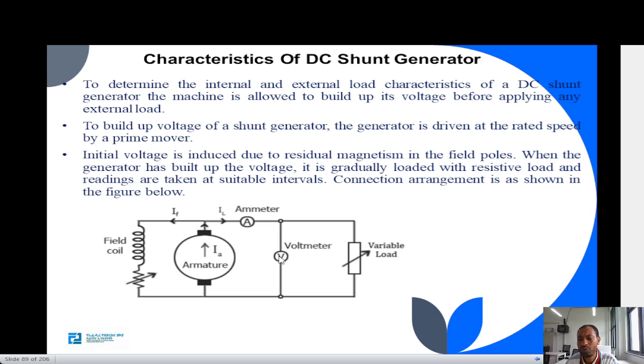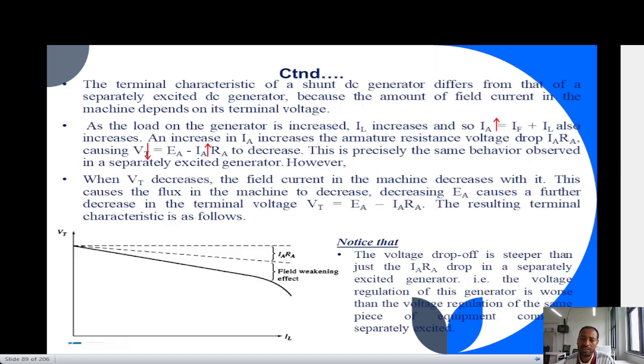What readings are we going to take? The voltage and the current. Connect the voltmeter in parallel and the ammeter in series, then take the readings and plot IL versus VT. IL versus VT will tell you the characteristic.